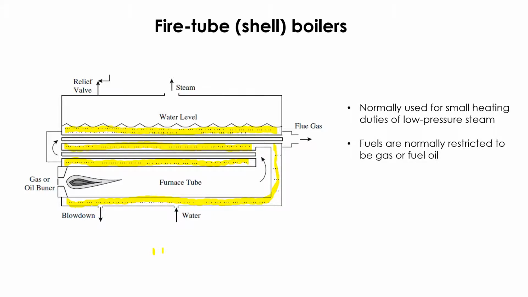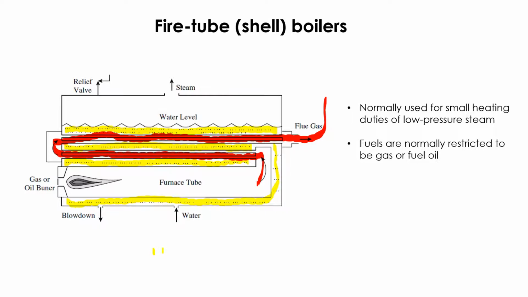And the hot flue gas is flowing through the tubes. It flows through these tubes and goes to the flue gas. So that's the configuration.